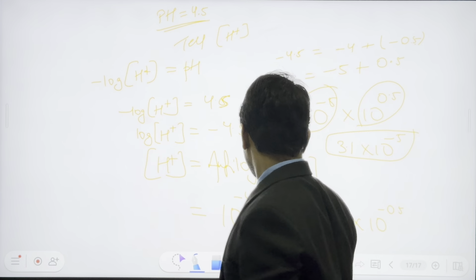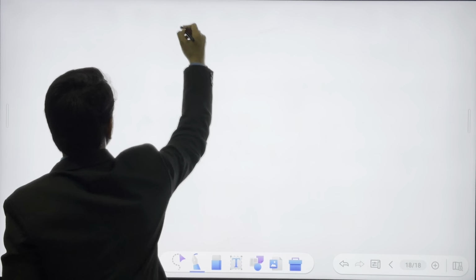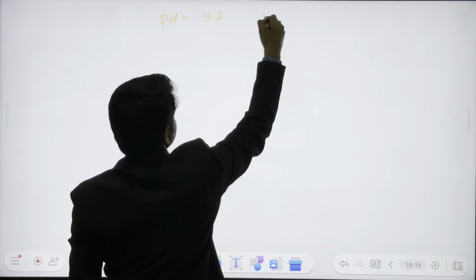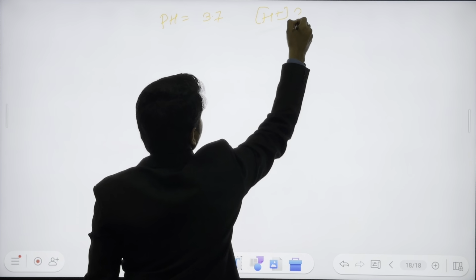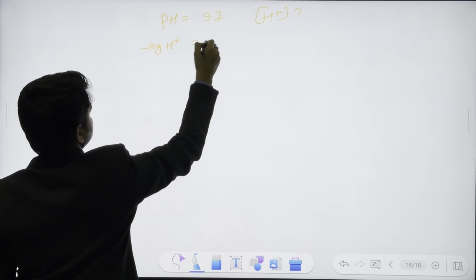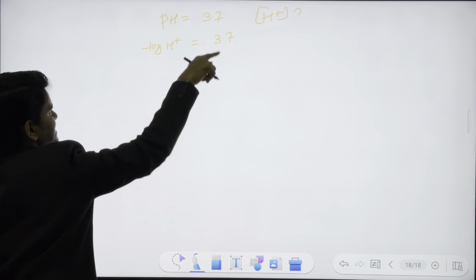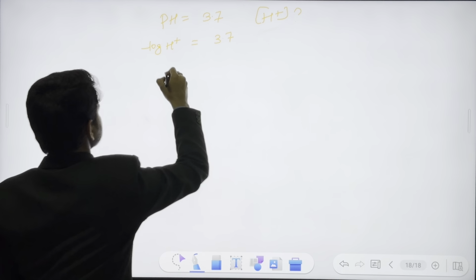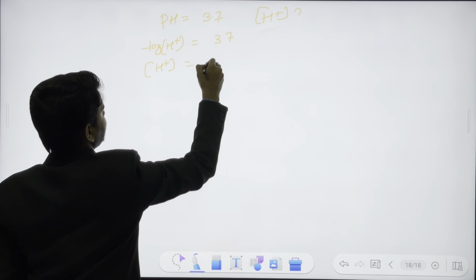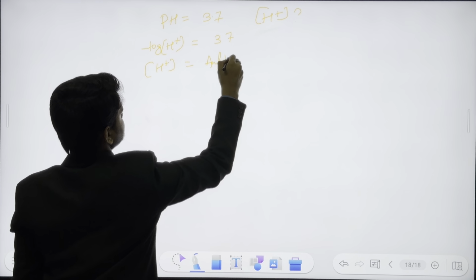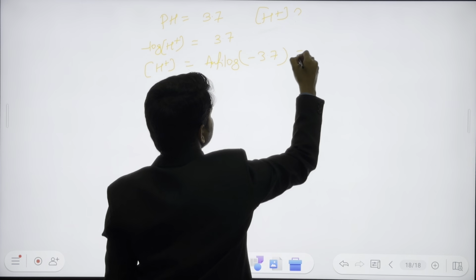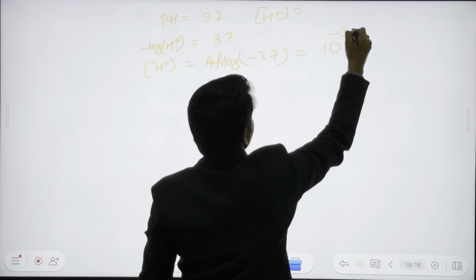Let's do one more question, and I believe that you will be able to solve it. You have to give pH as 3.7. Tell the concentration of H plus. Again, minus log H plus is equal to 3.7. We'll send minus that side, we'll send log that side. So H plus concentration you will have will be anti-log minus 3.7, and anti-log minus 3.7 can be written as 10 to the power minus 3.7.